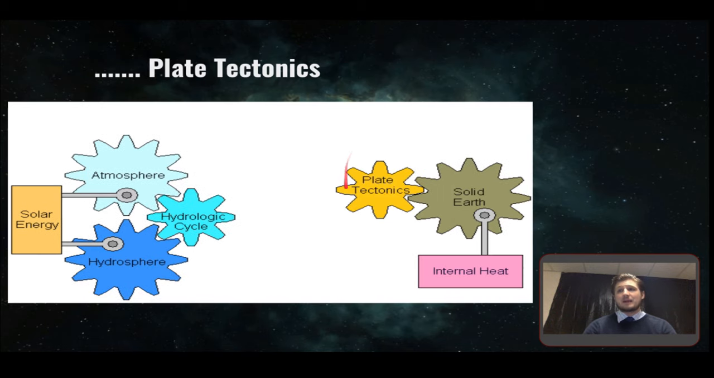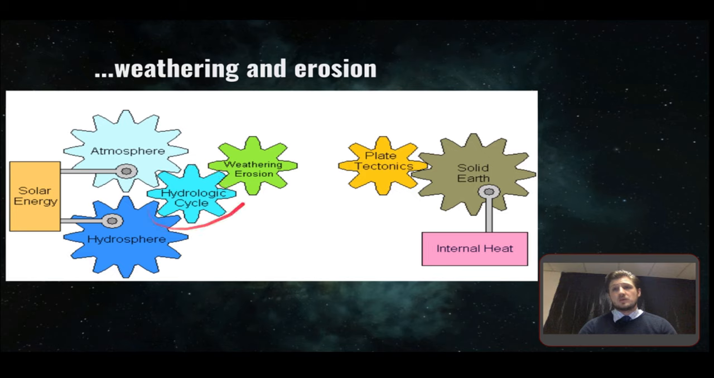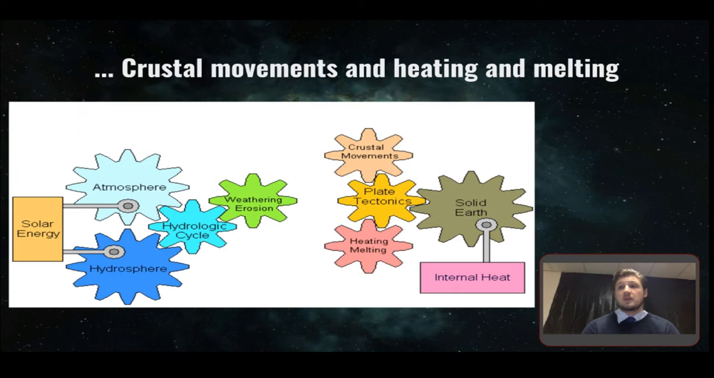Secondly, we've got plate tectonics coming into play. Now, plate tectonics are our crust moving around and constantly changing. And it does that in a couple of ways. The water cycle is also linked to weather and erosion, and the weather and erosion constantly will affect the solid earth part of the cogs in our diagram. As I alluded to before, plate tectonics are affected by two cogs, that is our crustal movements, so this idea of continental drift, and the constant recycling of our plates as they melt and cool and are constantly being recycled.